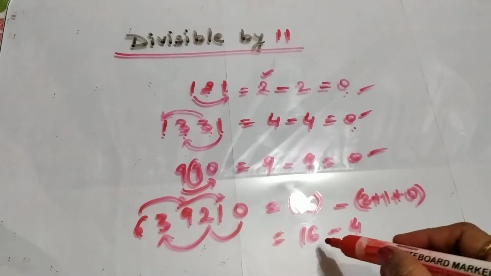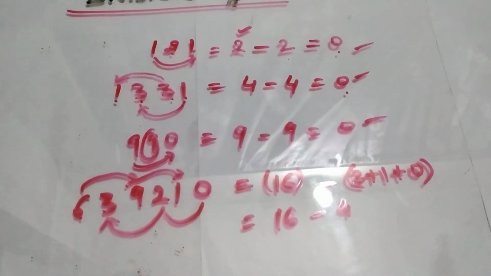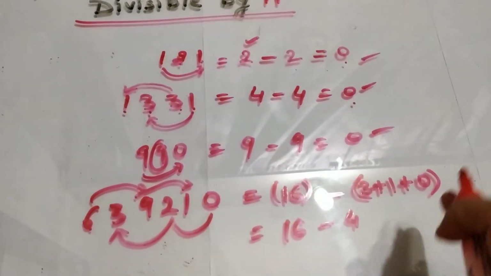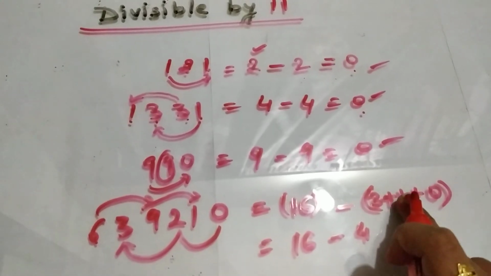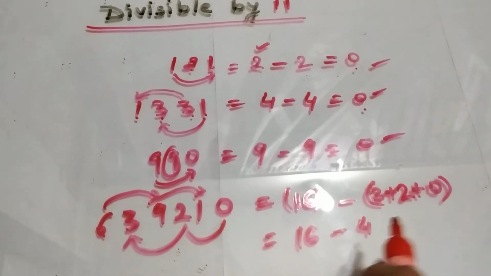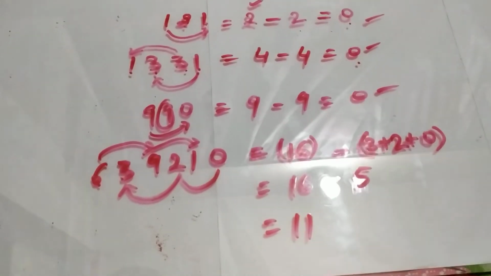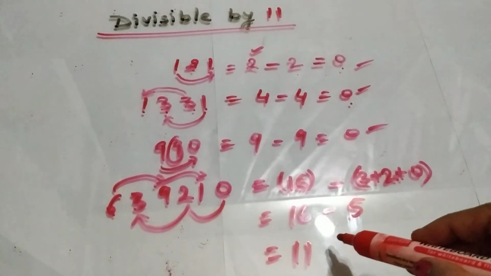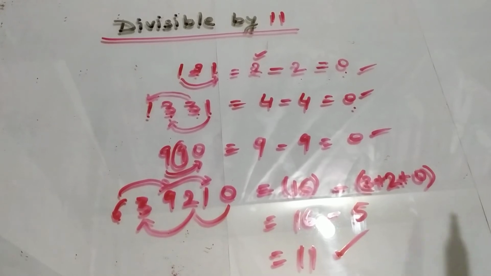Sorry, I wrote it wrong here. The combination is 2 here, so 5, so you got 11. So the number is divisible by 11. That is the rule for 11.